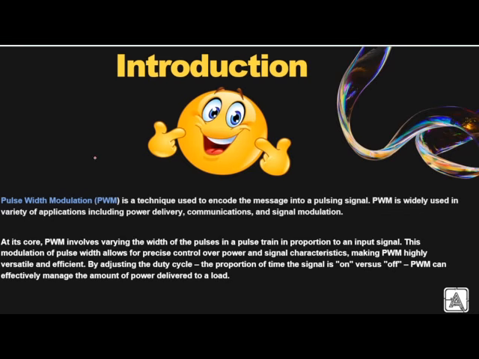Now, I've introduced what the words pulse width modulation are, but what does it actually mean in technical terms? Pulse width modulation is a technique used to encode a message into a pulsing signal. PWM is widely used in various applications including power delivery, communication, and signal modulation.